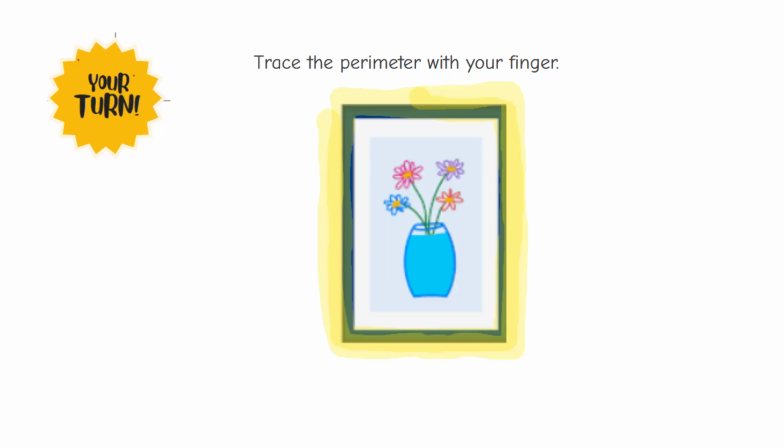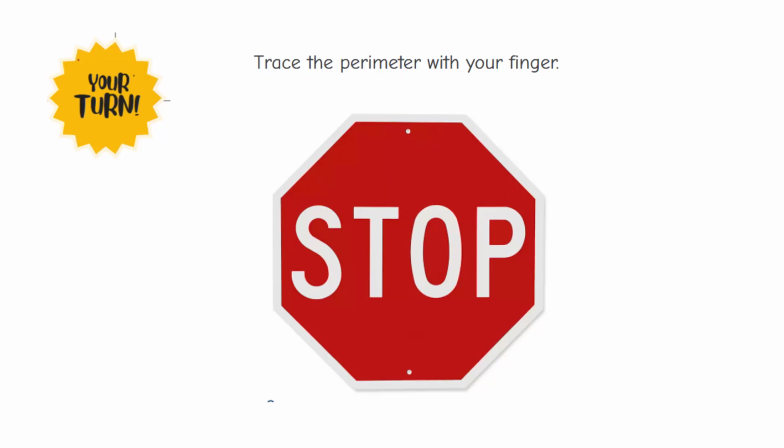Let's try another one. This is a picture, stop sign. Yes, there is a perimeter on the stop sign. Turn off your video, trace it with your finger, and then come back.